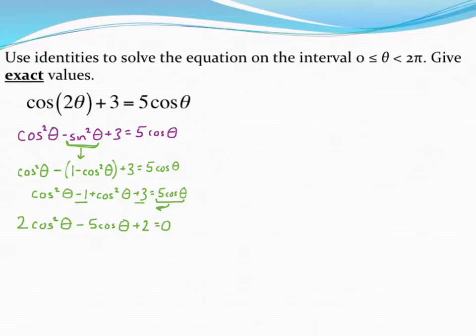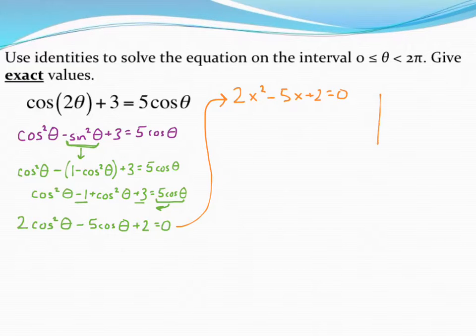If you recall from our factoring videos, if you have a hard time factoring, you might want to think of this not with cosines, but just think of it with x's. And so this could be rewritten just temporarily as 2x squared minus 5x plus 2 equals 0. If this helps to factor, then by all means do this.